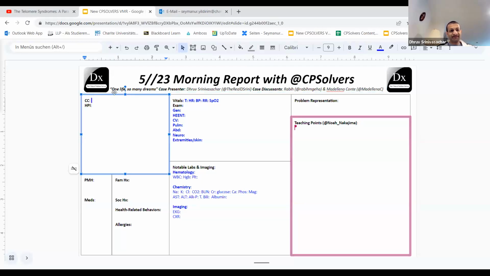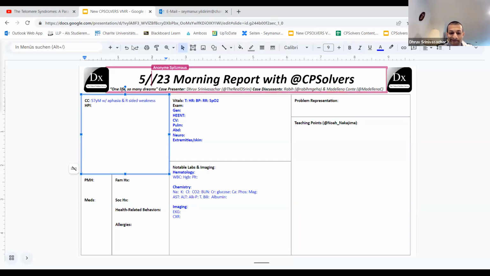So we have a 57-year-old gentleman who presents with aphasia and right-sided weakness. All right, so do you want to pause here? Yeah, I'm going to leave it there for now. Okay, perfect. So aphasia and right-sided weakness.